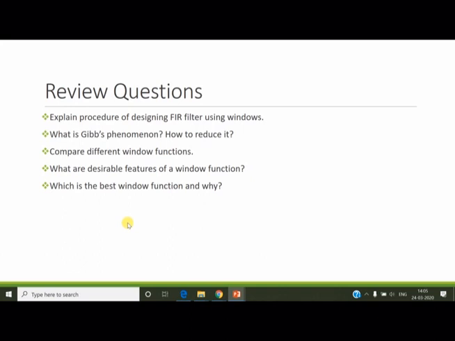At the end of this session, try to answer these review questions. Explain the procedure of designing an FIR filter using windows. What is meant by the Gibbs phenomenon and how can it be reduced? Compare different window functions. What are the desirable features of a window function? And which is the best window function and why?